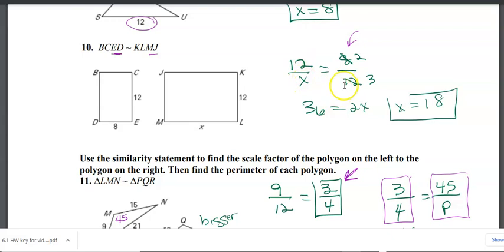Now, instead of doing big numbers, why don't I try to reduce this? So 4 goes into 8 2 times, 4 goes into 12 3 times. Now do your cross products. It'll be small numbers to work with.